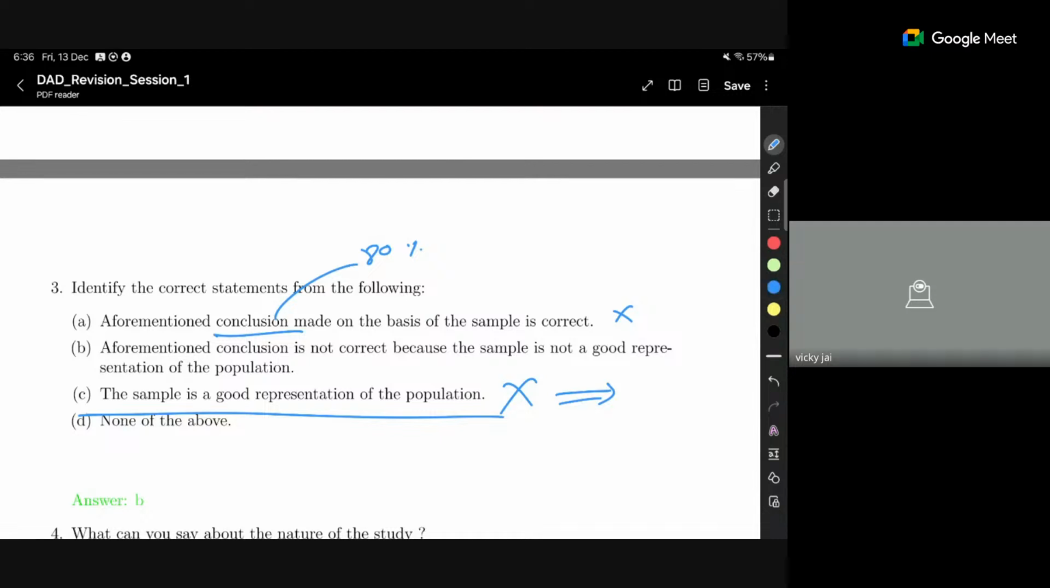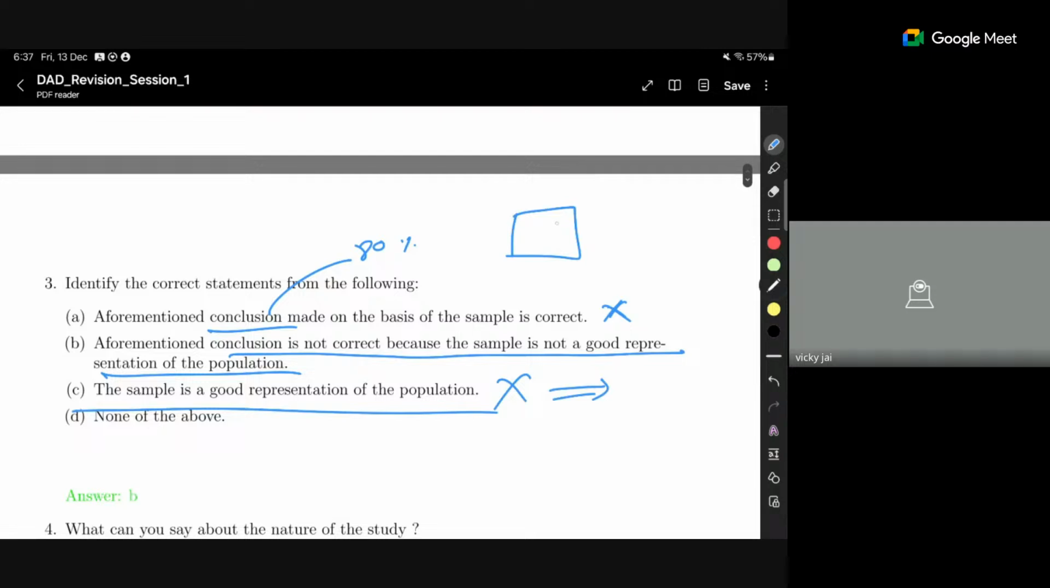How can we make a judgment about that, right? So that's why this is also incorrect. And we can say that the aforementioned conclusion is not correct because the sample is not a good representation of the population. If we had considered the whole population, and then collected the sample with a good representation of urban and rural students, and then said that 80% of students are going to write the exam, that would have been the best scenario, right? And that would be a correct study. But here, that's why this is also an incorrect study.